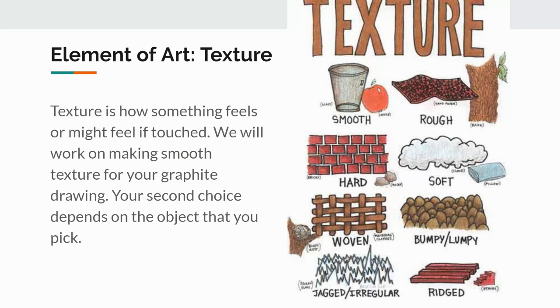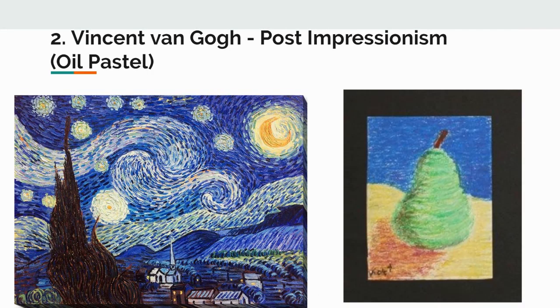Then we also want to focus on texture. Notice how rough that texture is. It's not smooth and gradual like our gradation technique, but instead, with that oil pastel and post-impressionist technique, one of the main things we're known for is building that use of texture in the composition.